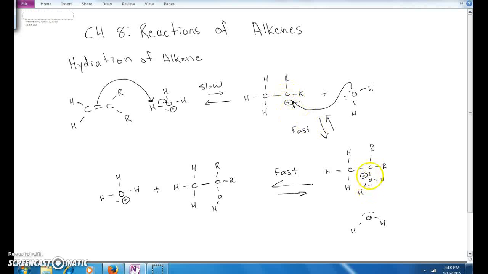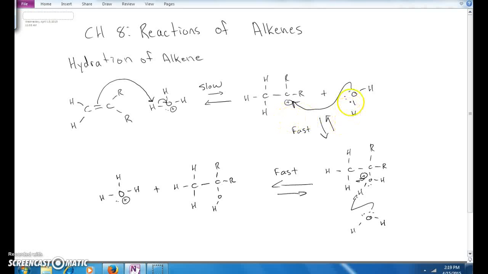When this attaches, we're going to get oxygen with 3 bonds and 1 lone pair, which has a formal charge of +1. And in the very last step, the acid catalyst will be regenerated. Notice the hydrogen added to the less substituted carbon and the alcohol to the more substituted carbon. So, not too much different than the addition reaction of a hydrohalic acid.